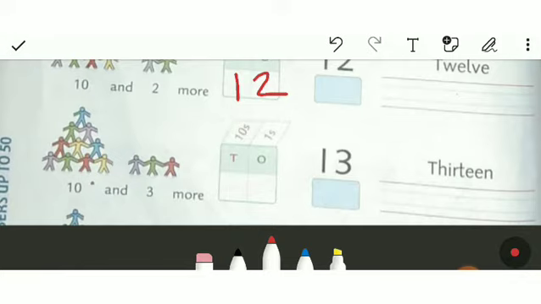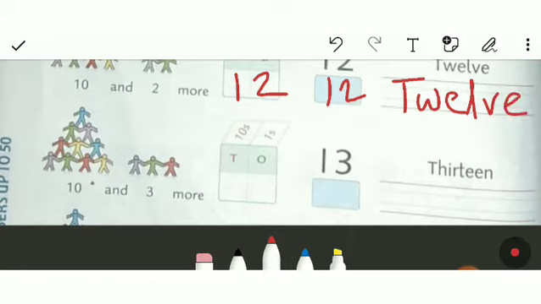So write the same number in this box also and write its spelling, TWELVE. Complete the remaining ones like this. Now see the next page.